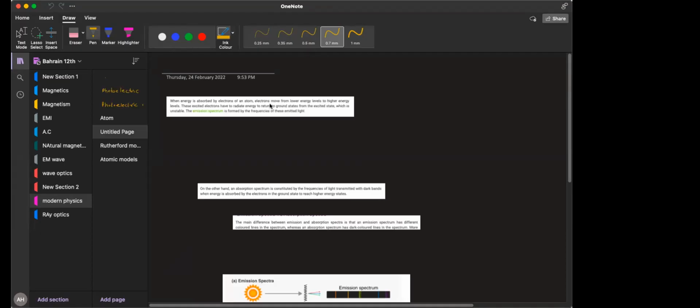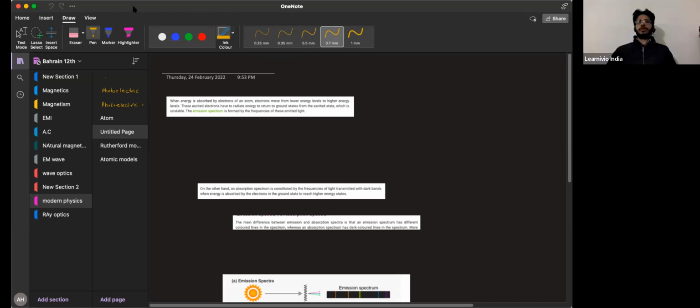So up to last class, we have finished the atomic structure. We have finished the Bohr model, we have calculated energy, and we have also plotted that energy level diagram. There's only one small topic left in the atom, and that is spectrum.